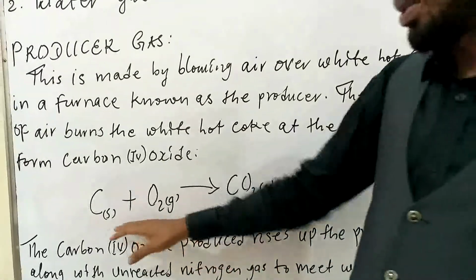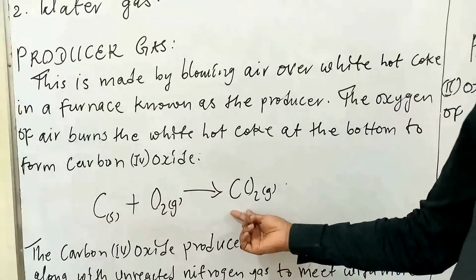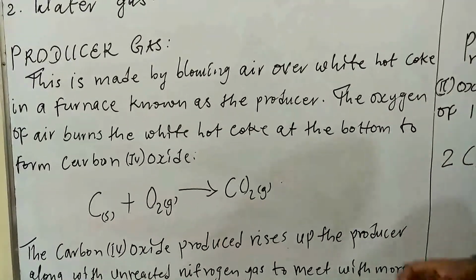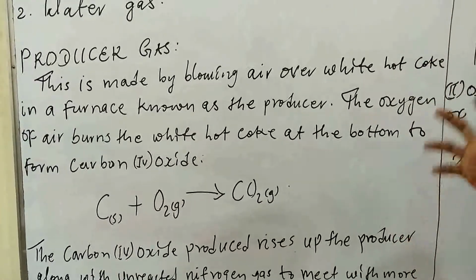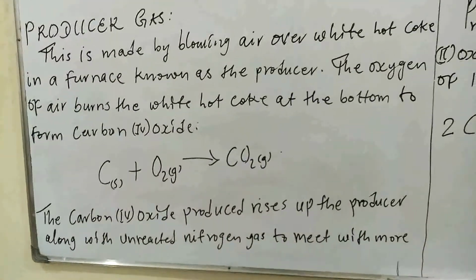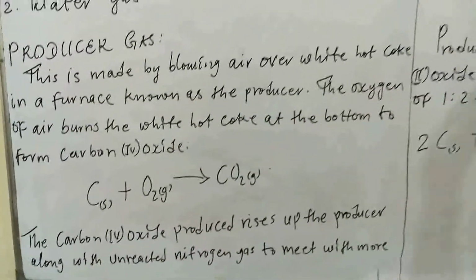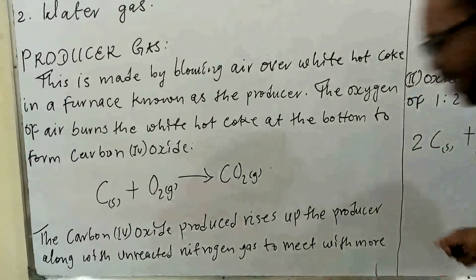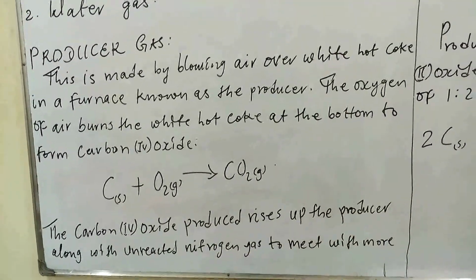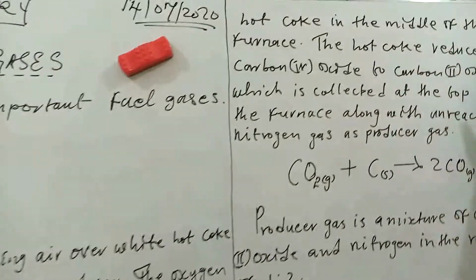Now, carbon reacts with oxygen to form carbon 4 oxide. When carbon reacts with oxygen to produce carbon 4 oxide, still in the tower, that's the producer now, the carbon 4 oxide produced rises up the producer along with unreacted nitrogen gas, to meet with the more hot coke in the middle of the furnace.